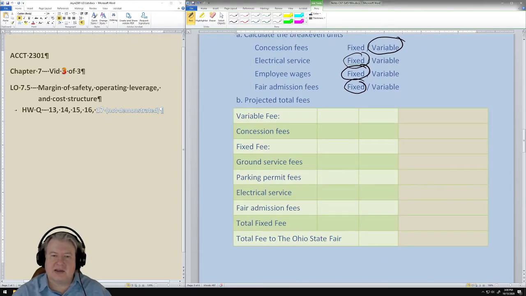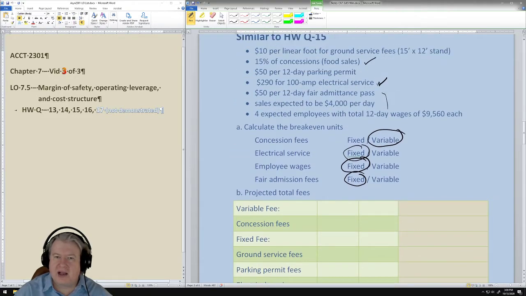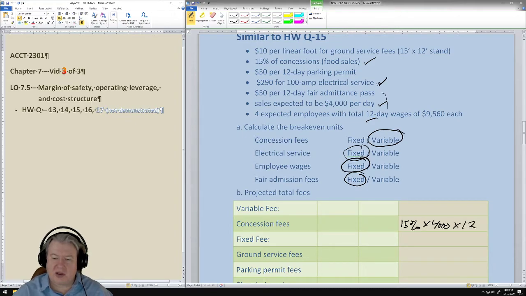So it says project, what are the projected total fees? So let's go ahead and figure them out. So this concession fee, well, we already looked at it. It's 15%, right? 15% of what? Well, of food sales. Well, what are our food sales? Our food sales are projected to be $4,000. And for how many days? This fair is going on for 12 days. So that would come out to $7,200.